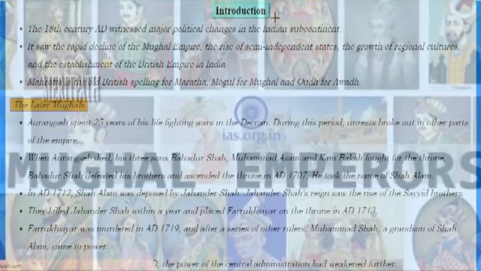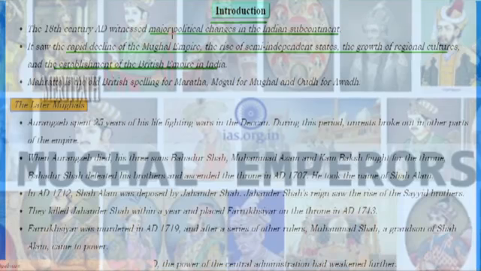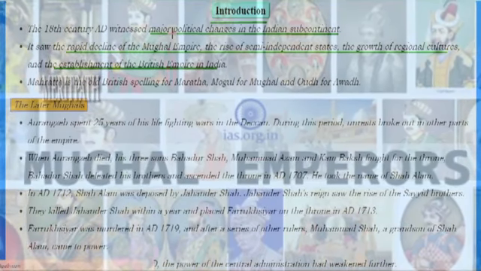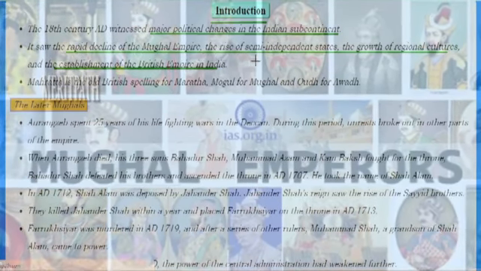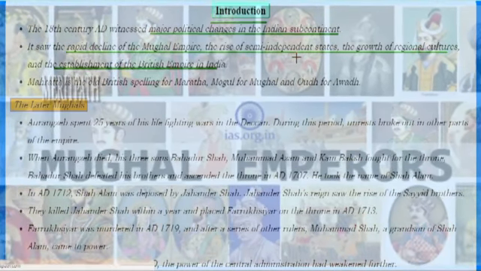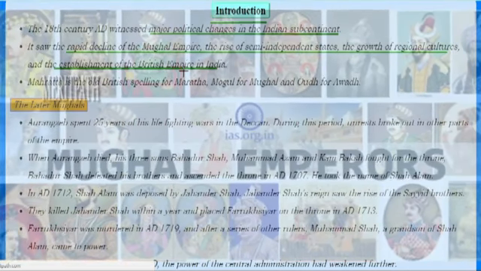Let's learn about a new chapter called Political Changes in the 18th Century AD. In the 18th century AD, there were many major political changes in the Indian subcontinent. What were those changes? There was a rapid decline in the Mughal Empire, semi-independent states rose, growth of regional cultures also happened, and then the British Empire was established in India.